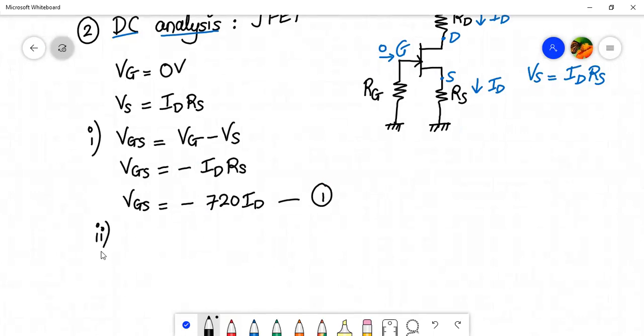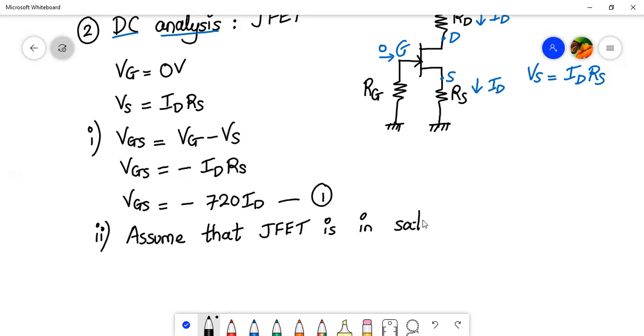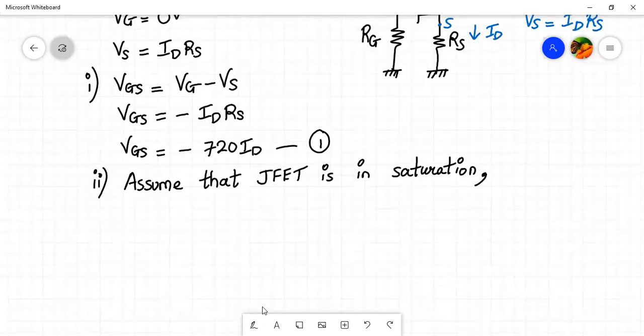Second, we need to assume that the given JFET is in saturation, is operating in the saturation mode. Therefore, we can write the drain current as follows.